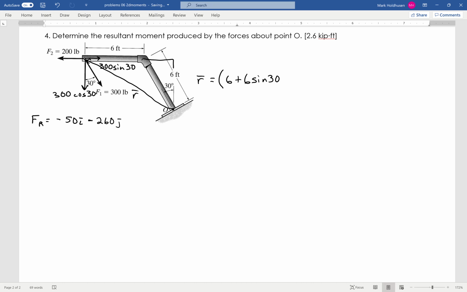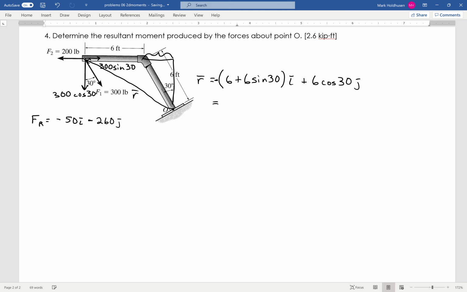And again, that comes from this triangle right here, right? This piece right here is 6 sine 30, right? So that horizontal distance in the I direction is 6 plus the 6 sine 30, okay? And that R is going to the left from O to F, so that's going to be a negative in the I direction. In the J direction is just the 6 cosine 30, and that's going to be up, so it's going to be plus 6 cosine 30 in the J.